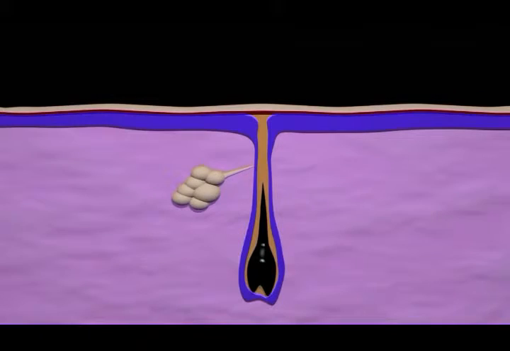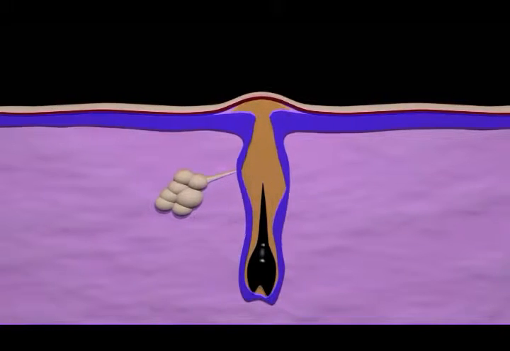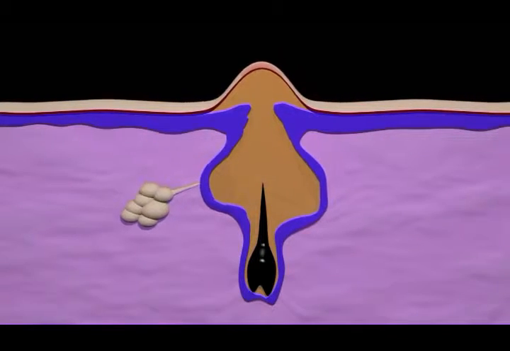Sebum prevents hair from drying out. It keeps the skin supple, but also inhibits the growth of certain bacteria. But the issue with sebaceous follicles is that waste builds up, and with only a tiny hair or no hair, this waste cannot exit the follicle, resulting in a blockage or a plug.